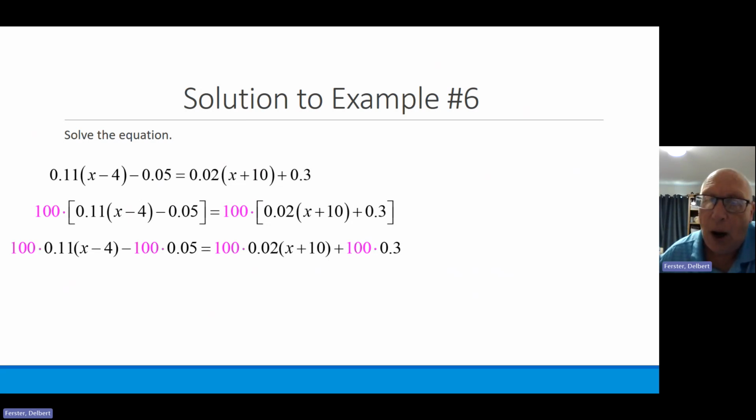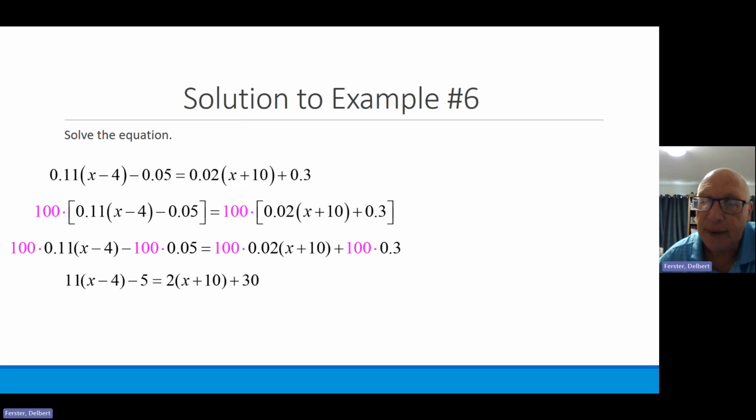The 100 times 0.05, that's good too. That's 5. 100 times 0.02 is going to get us a 2 to distribute, so that's pretty cool. Be careful on the 100 times 0.3. That actually turns into 30. Make sure you don't make that a 3. So there's the results of multiplying by hundreds. Cleans out the decimals for us quite effectively.